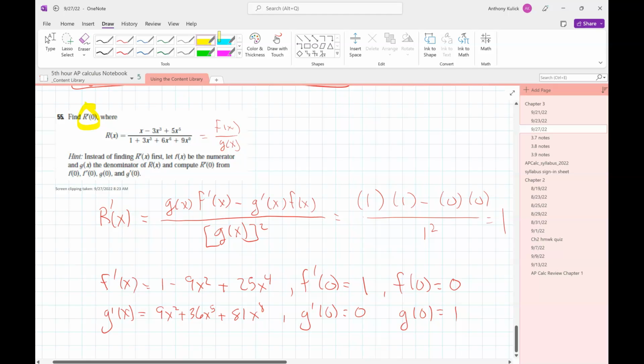This method that we used here, where we didn't actually find r prime of x, is much faster than finding r prime of x and then plugging 0 in. Right, so you just found the derivative of f of x and the derivative of g of x. Yeah. You just plug 0 in, and then plug 0 into the derivatives and the originals and put them into the formula, which was way simpler than trying to grind through a bunch of complicated foilings to have everything cancel out. So that's what the hint was getting at.